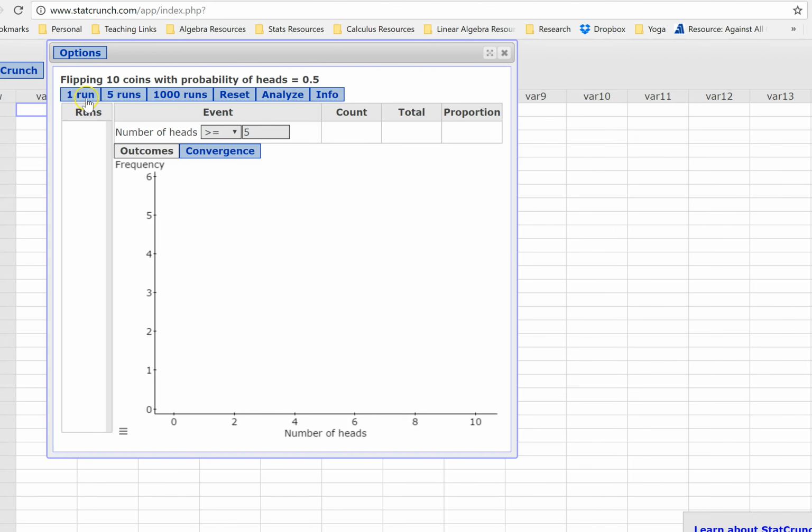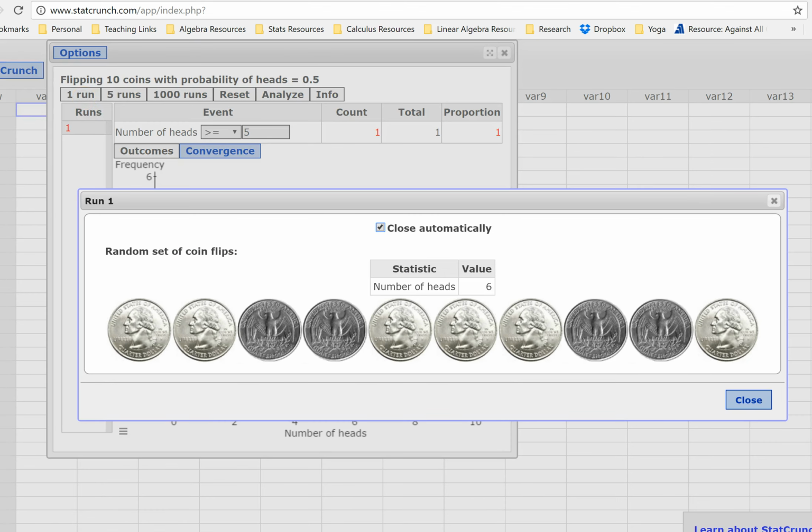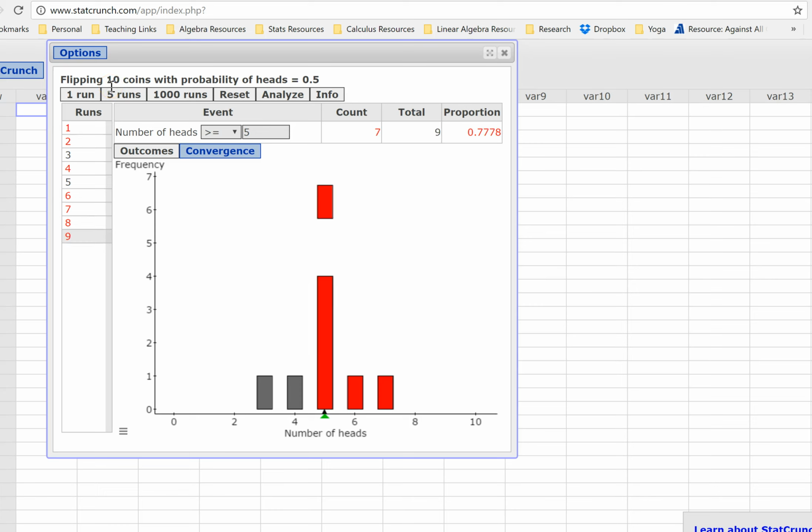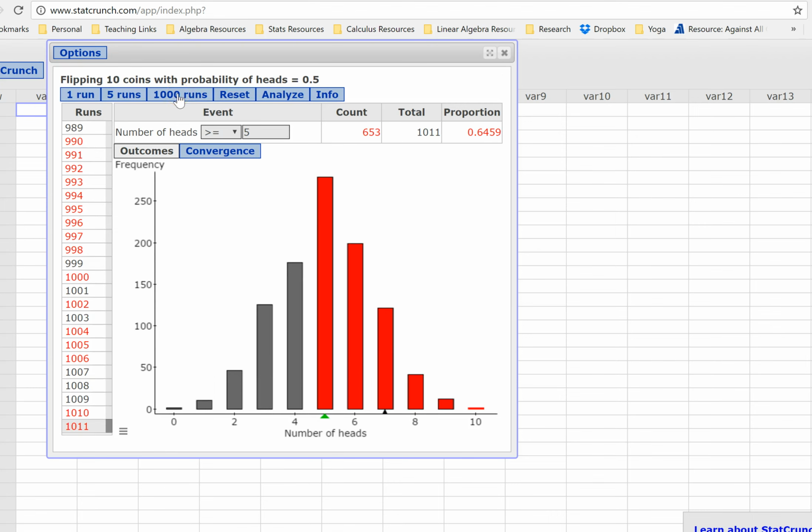Well, if we do this one time, it actually shows us here are the 10 coins that were flipped. There were 6 heads. And it's going to drop one little dot for the time that this happened. If we do this 5 times, you're going to see it's actually flipping coins and counting up the number of heads for us. And we could keep doing this. We could watch it drop these dots again. Whoa, a lot of 5s in a row. And we could actually say, let's just do that 1,000 times. Do it 1,000 more times.